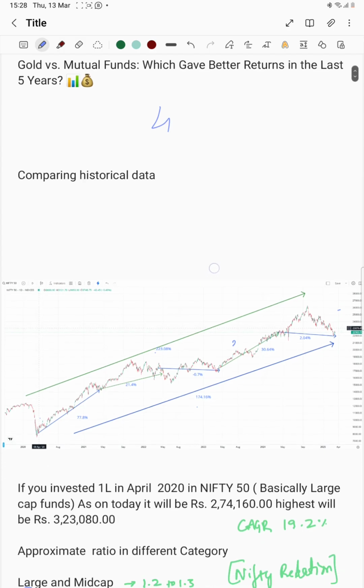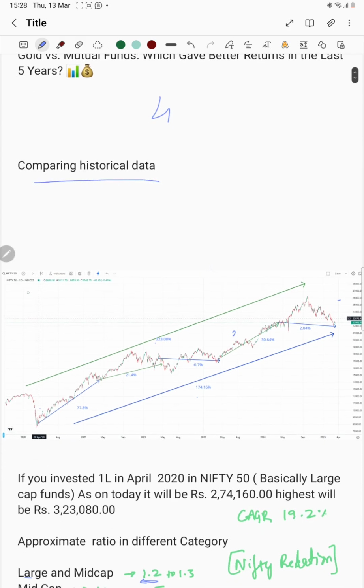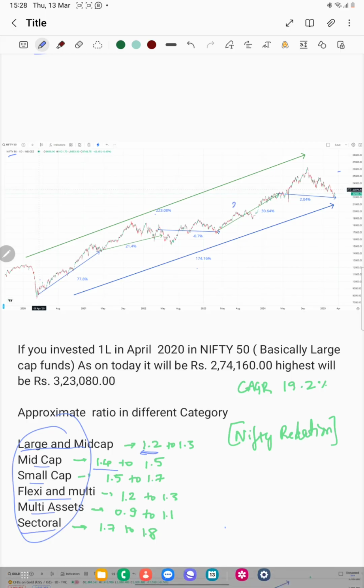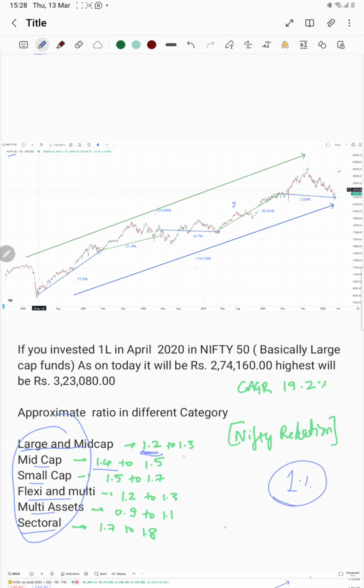Okay, let's start comparing the historical data of Nifty 50 and gold. I know you have not directly invested in Nifty 50. You have invested in large cap, mid cap, small cap, flexi, and multi-asset sectorial funds. But these funds will proportionately sync with, and grow with, Nifty 50. If Nifty 50 rises 1%, these will fluctuate and rise 1.2 to 1.3%. The fluctuation will be proportionate.